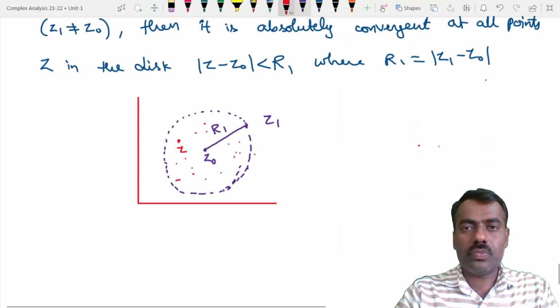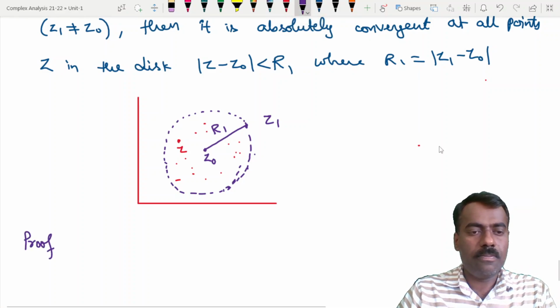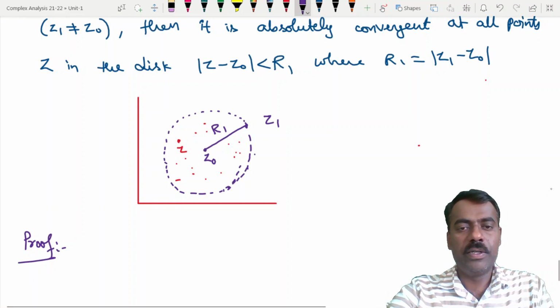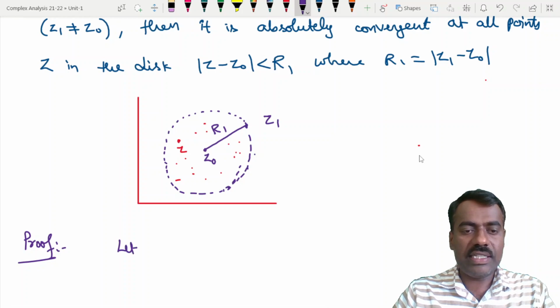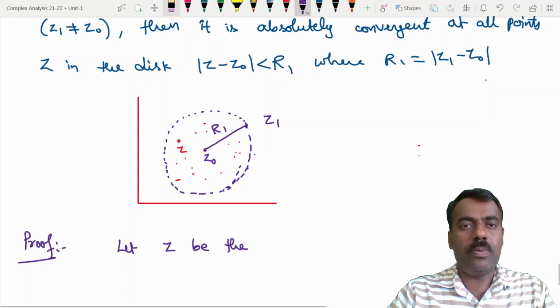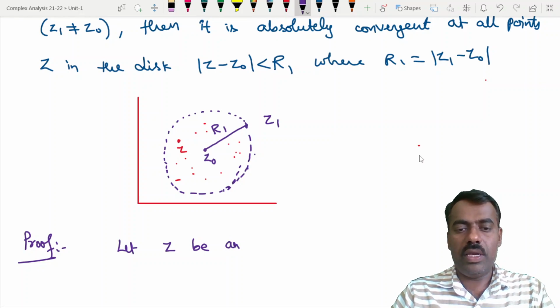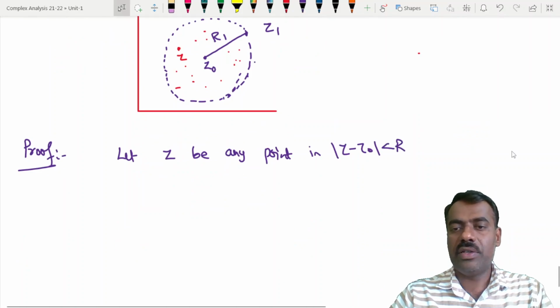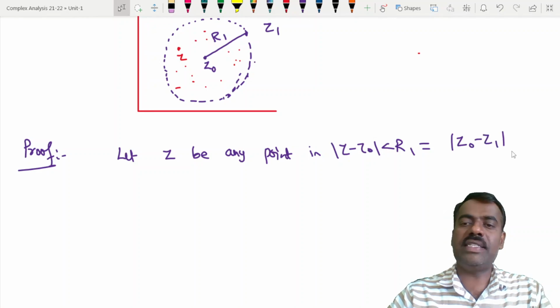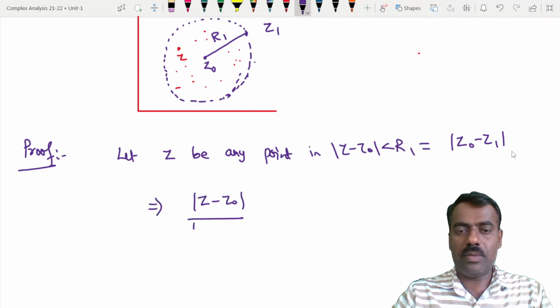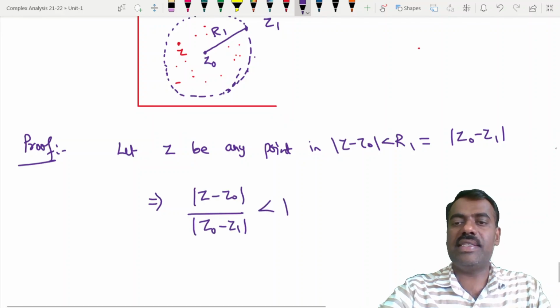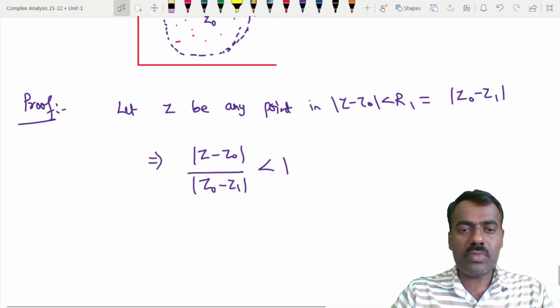Fine. Now let's prove this one. To prove, let z be a point in this disk, and we want to prove that it is absolutely convergent. So let z be any point in the disk mod z minus z naught less than r1, where our r1 is mod z naught minus z1. Because this is strictly less, this implies mod z minus z naught upon mod z naught minus z1 is strictly less than 1. If you want, you can call this value rho.